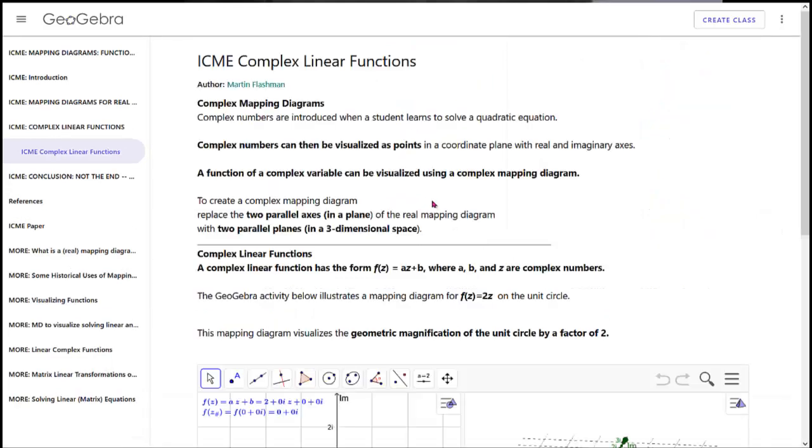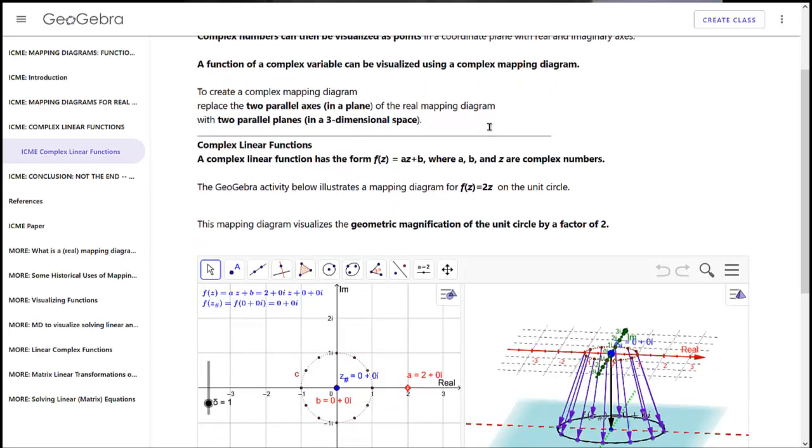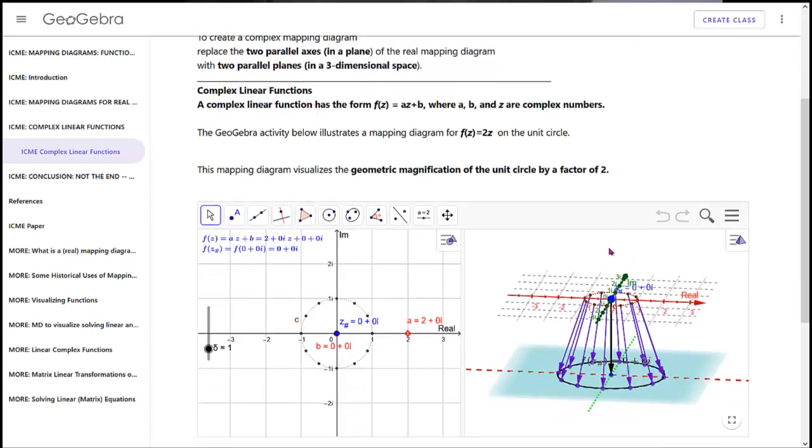Looking at complex numbers, they're usually visualized early in solving a quadratic equation, and I'm going to turn to the mapping diagram for complex numbers, which uses, instead of 2 parallel axes in the real mapping diagram, 2 parallel planes in a 3-dimensional space, which I have organized here in this figure.